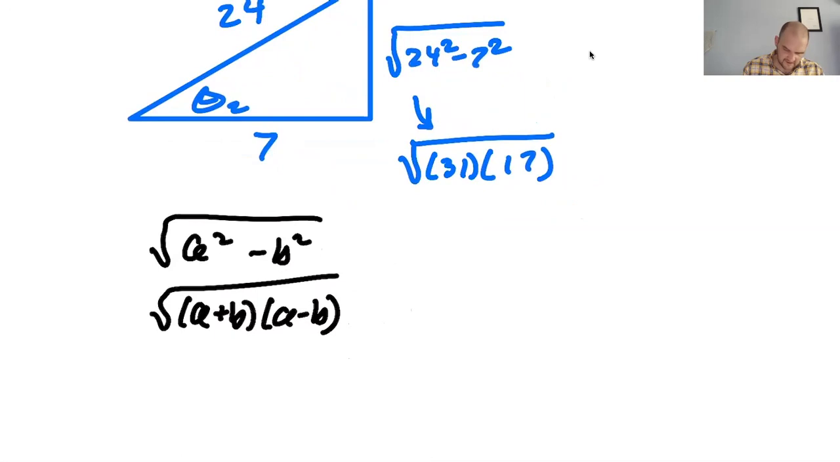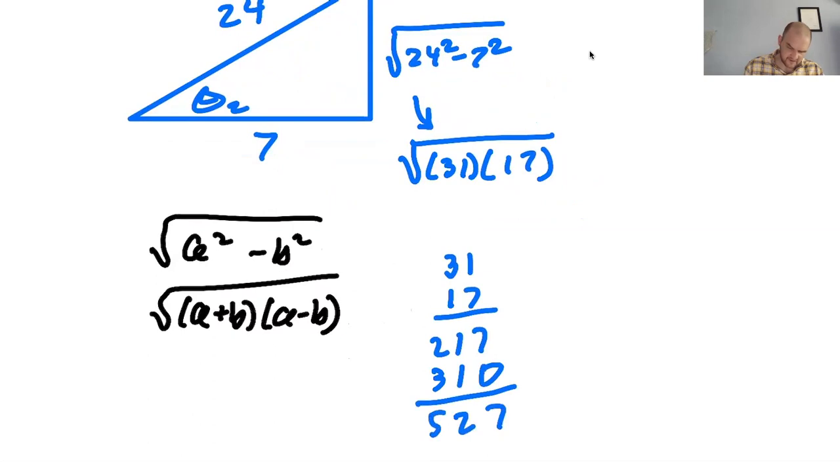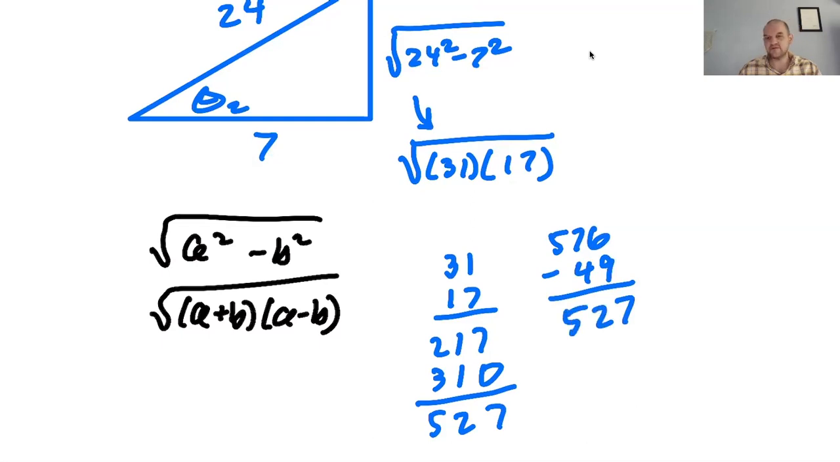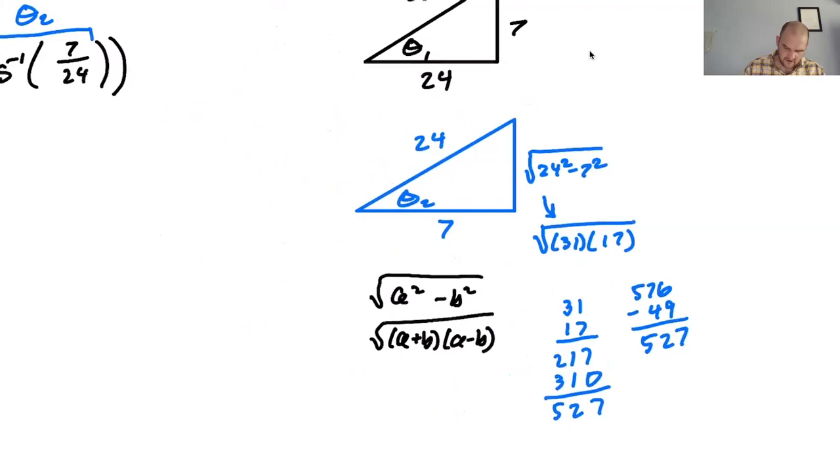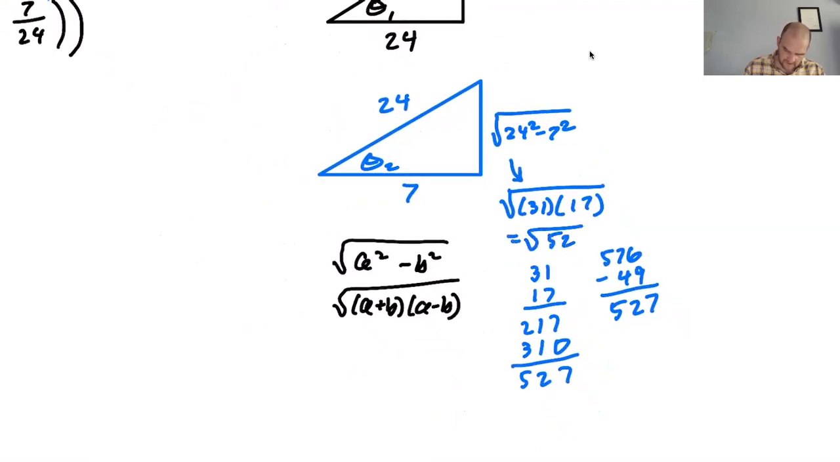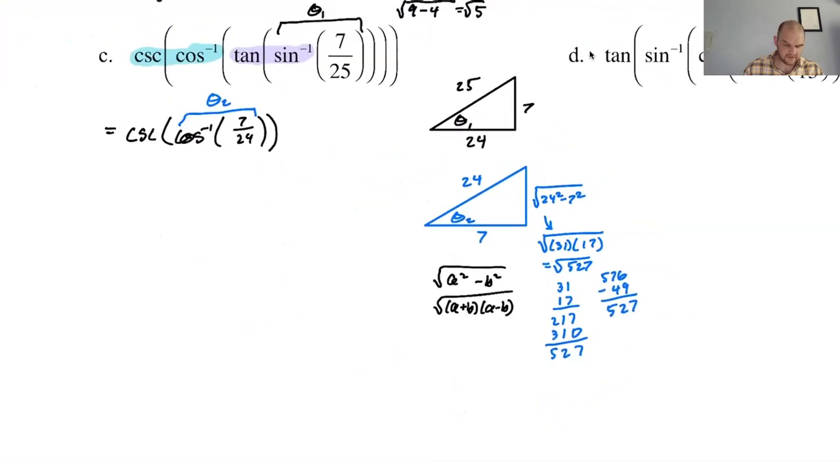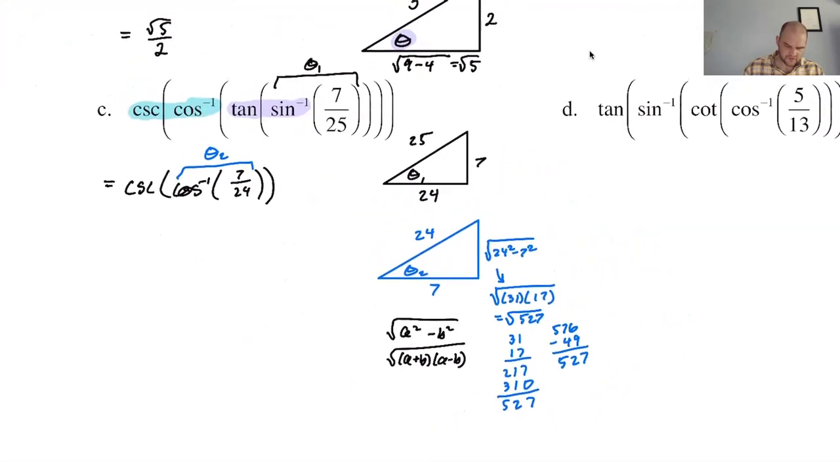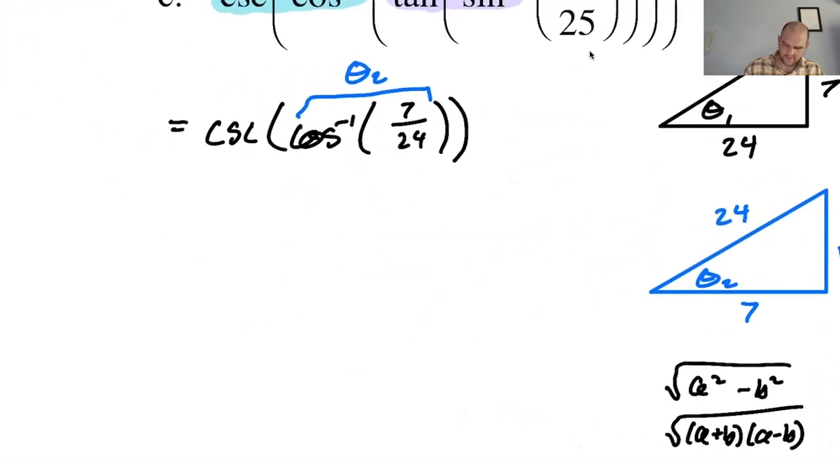But let's see this in action. So 31 times 17 is 527. Or I was thinking that it was, what did I think it was? 576 minus 49. So you've got to borrow. 56 minus 4 is 52. 527 either way, but it's inside a radical. So this is radical 527. So I use the little factoring trick a lot. I find it much easier to multiply than to square things and subtract them. I don't know. Your mileage may vary.